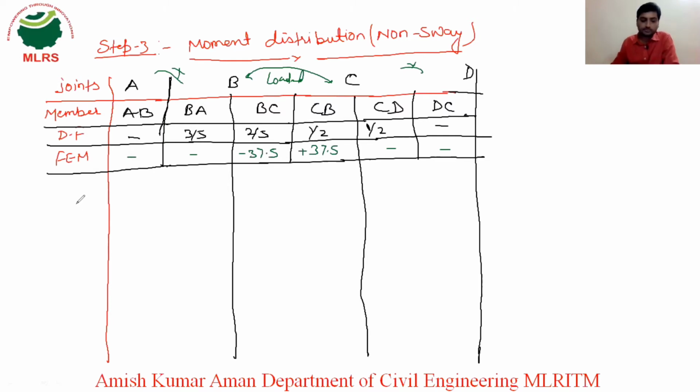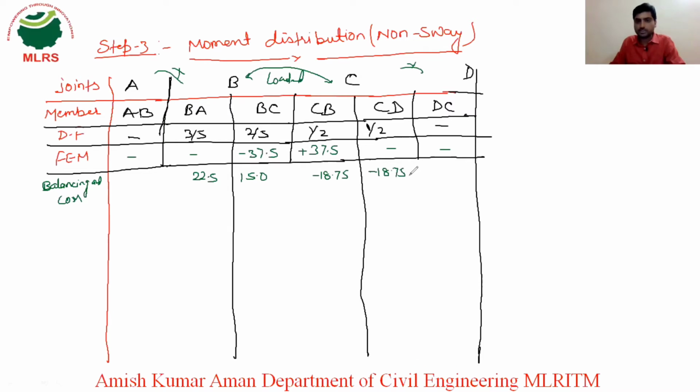Now balancing and carryover moments. Now you have to distribute this moment according to the distribution factor, 3/5 and 2/5, by changing the sign, because when you distribute those moments according to the distribution factor, the sign will change. So here it will be 22.5 plus, and here it will be 15. Same here, if you distribute half, it is minus since the moment is plus, so minus 18.75, and here also minus 18.75.